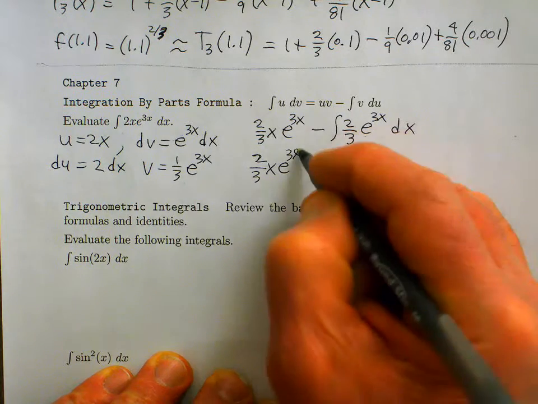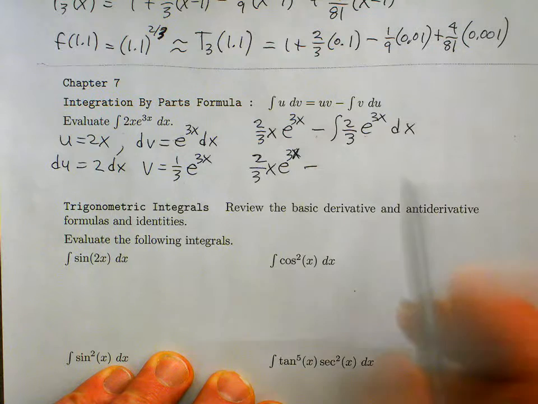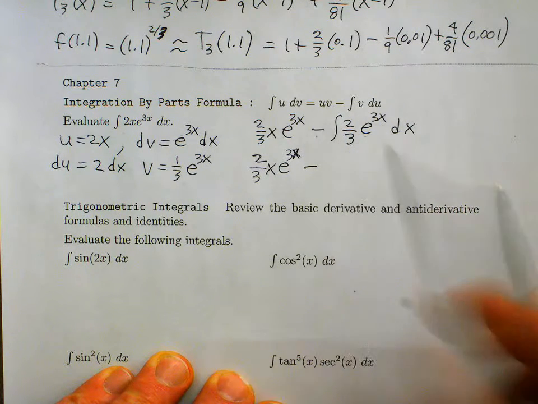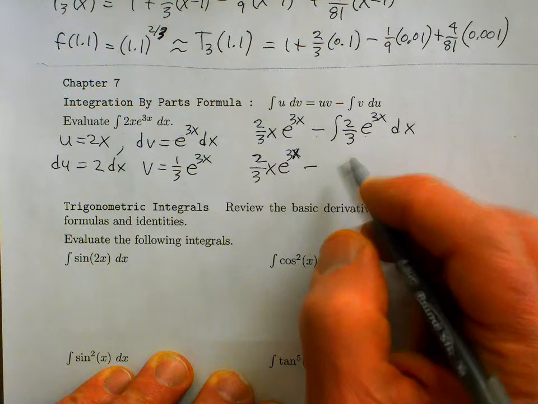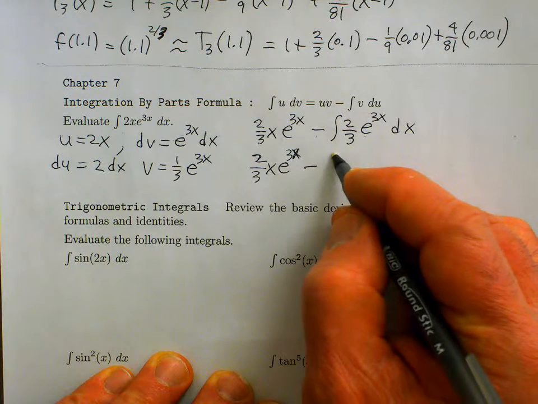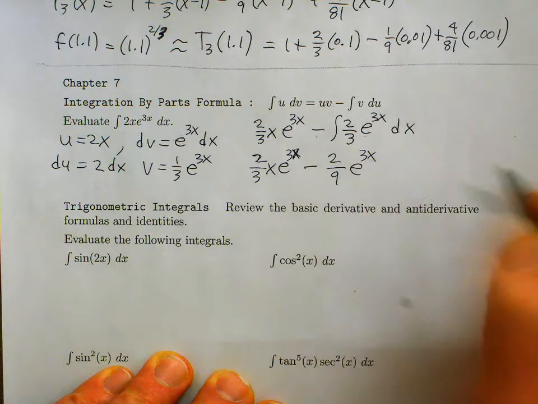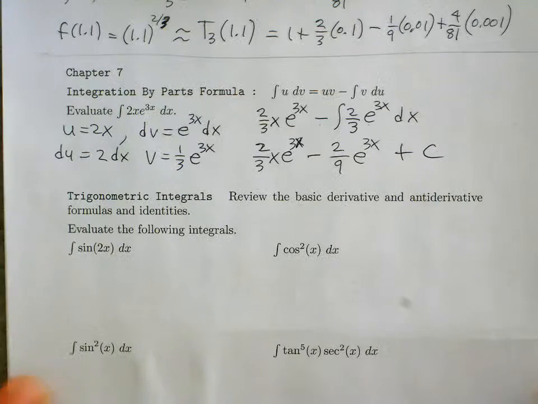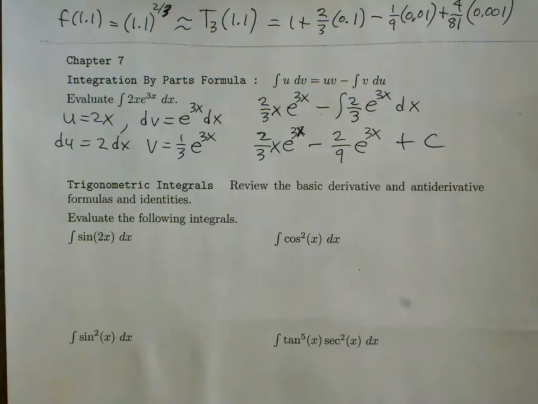And be careful with the signs. So we're going to subtract the indefinite integral of 2/3 e to the 3x, which is 2/3 times 1/3 times e to the 3x. So I'll just write it as minus 2/9 times e to the 3x, and then plus a constant. So make sure you practice the integration by parts. This is just a fairly simple example.